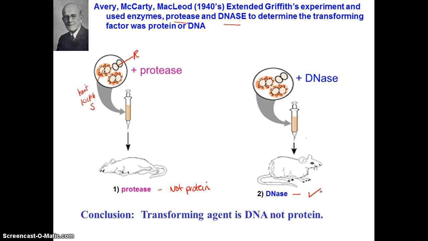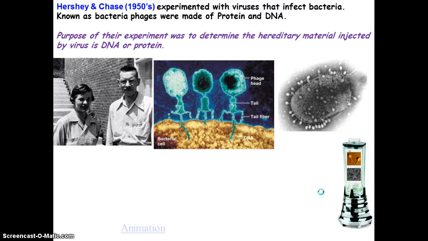Then we have another experiment, and this time we're looking at viruses. Everyone knew that viruses infect the host. A virus injects some kind of hereditary material that would take over the host. So here Hershey and Chase experimented with viruses that infect bacteria, called bacteriophages. Here's a picture of a bacteriophage, and basically bacteriophages are made of protein and hereditary material, DNA.